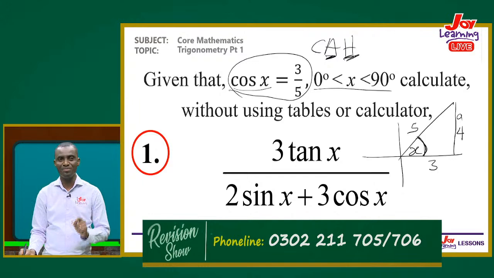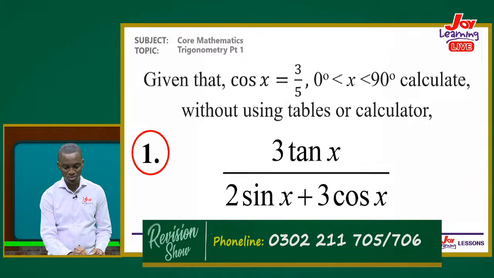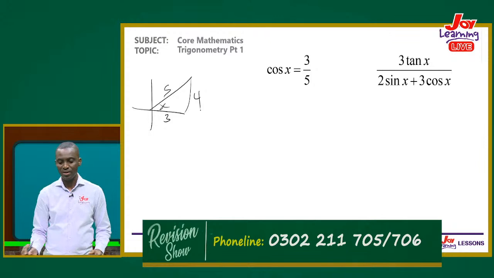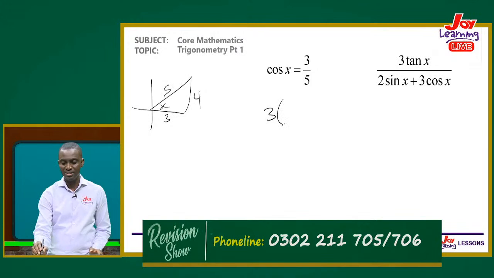Now let's go to the next page to create more space for this. Remember, I've just indicated this is X, and we have 3 here, we have 5 here, we have 4 here. Now the question says we should find 3 tan X divided by 2 sin X plus 3 cos X. So I'm going to do 3 times tan X, and tan says TOA, opposite over adjacent. Opposite is 4, adjacent is 3.